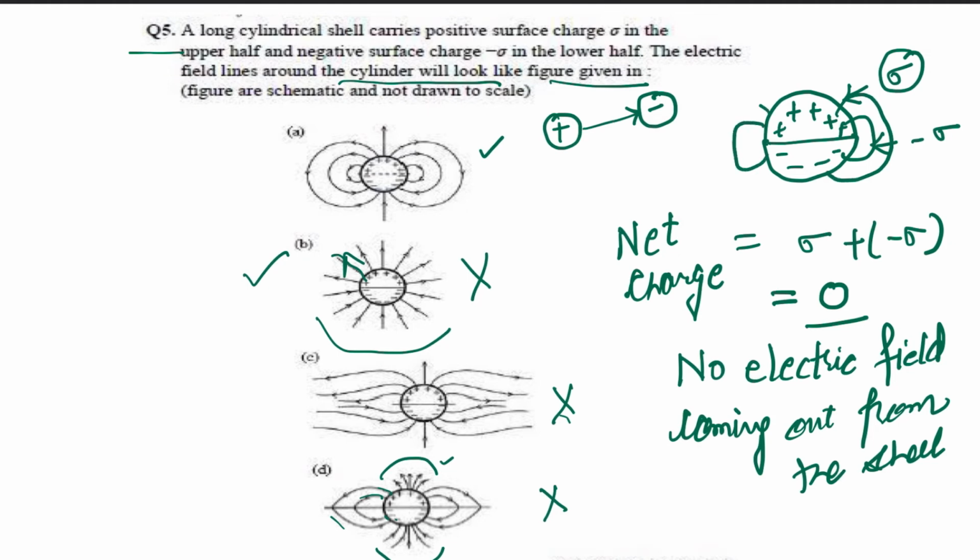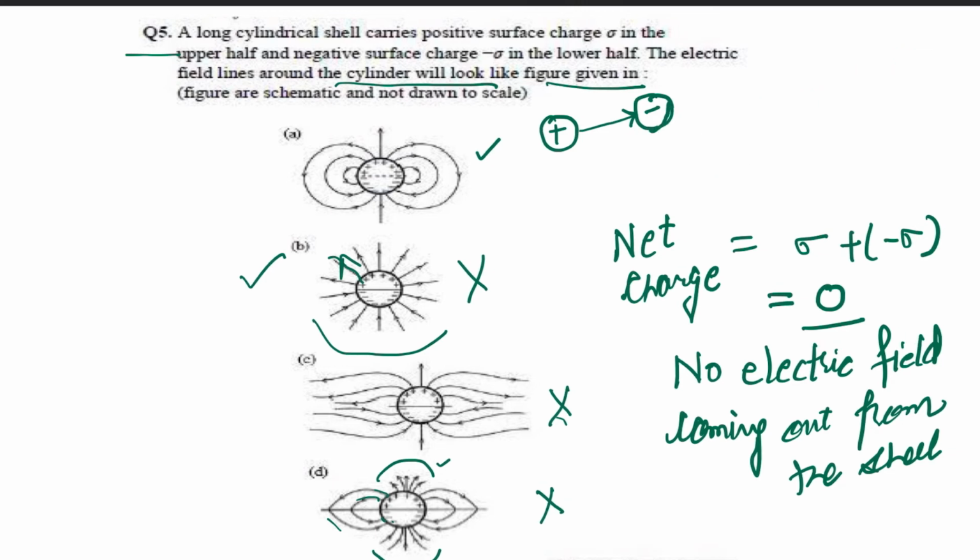Similarly on the other side, right? So the electric field line starts and ends. So the electric field line starts from the positive charge and ends at a negative charge. We have a cylindrical shell. The upper portion of this cylindrical shell is charged positive and the bottom portion is charged negative.